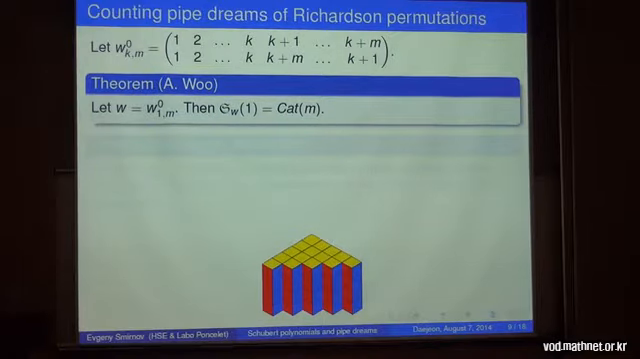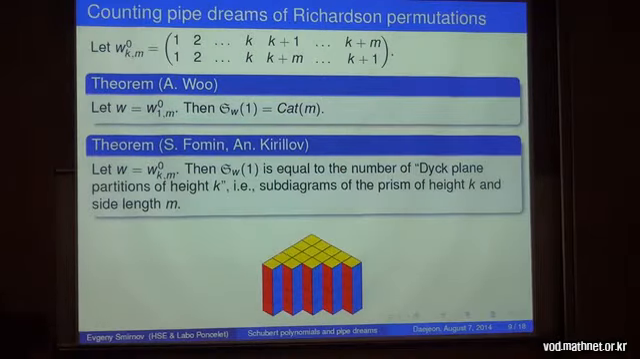And the Catalan numbers have many interpretations. One of the interpretations is that they count subdiagrams inside a staircase Young diagram, also known as Dyck paths. And it turned out that this theorem generalizes nicely to this permutation w_{0,k,m}, which is the following: 1 to 1, 2 to 2, k to k, and a flip on the remaining part.